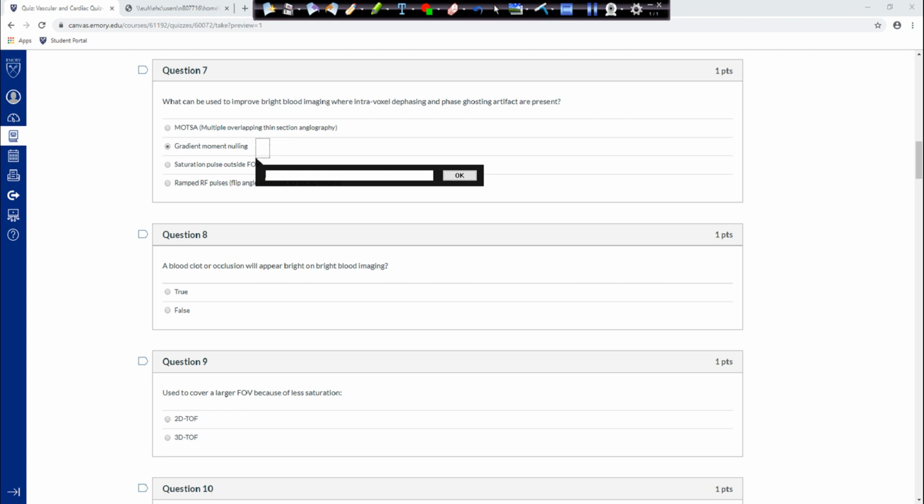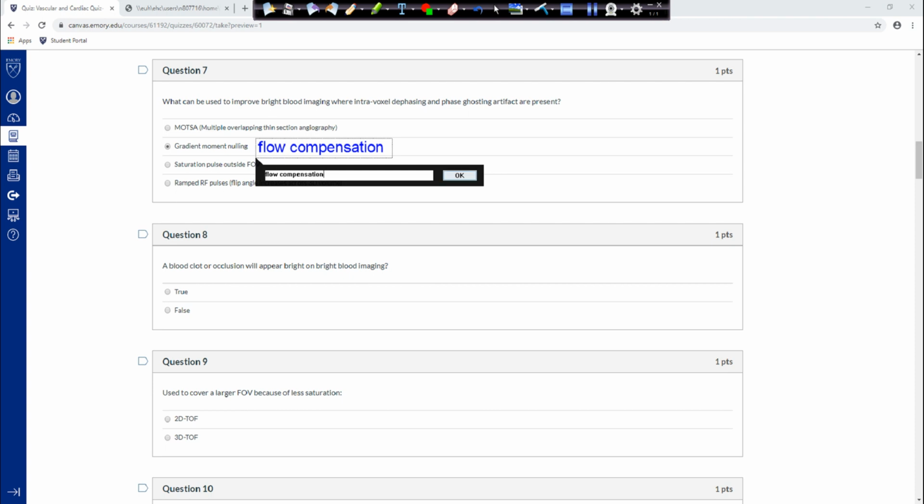What is it called in a GE scanner? It's a little button you can actually hit on for your parameters chart. You might recognize when I start typing flow compensation. So you'll have that on your GE parameters tab.